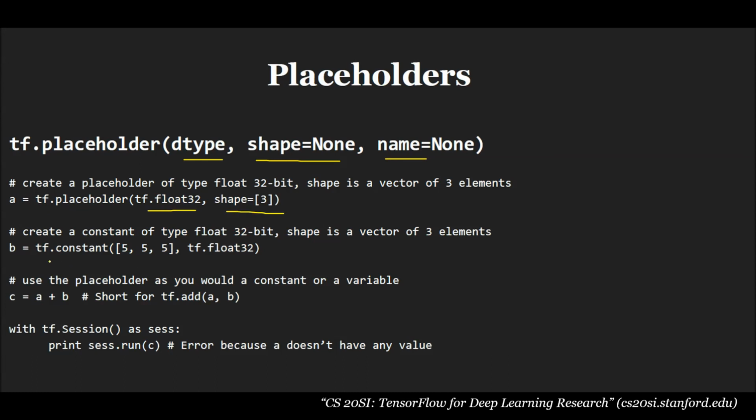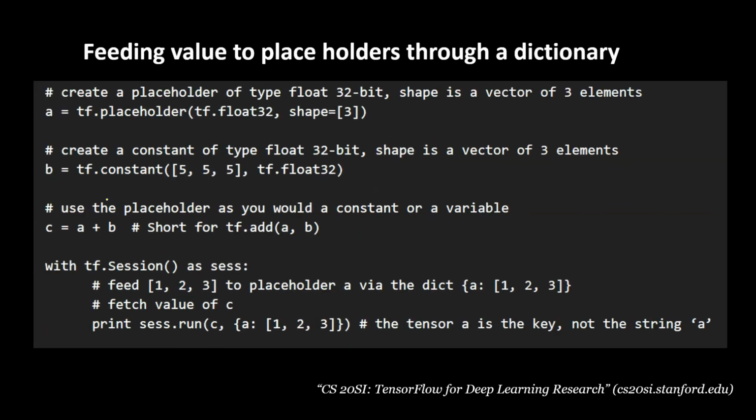Then another one creates a constant of type float32 with shape a vector of 3 elements. So this is just a constant, and the placeholder is used like a constant or variable. You define a placeholder and a constant here, and then you do c equal to a plus b. But when you run this, it will give an error because a doesn't have any value, it's just a placeholder. So in order to run this, you have to feed the values, and we feed them through a dictionary. If you have executed a TensorFlow program, you'd know this feed_dict variable.